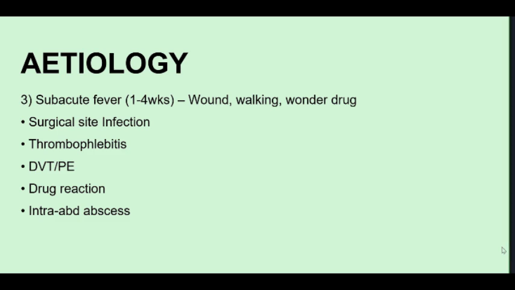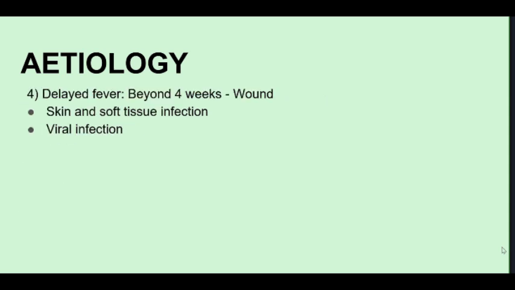This includes surgical site infection, thrombophlebitis, deep vein thrombosis or pulmonary embolism, drug reactions still, and also intra-abdominal abscess. For delayed fever, this fever after 4 weeks, most likely patient has been discharged and doing follow-up clinics, patient comes and presents with fever. It might be from skin or soft tissue infection or viral infection that may occur.